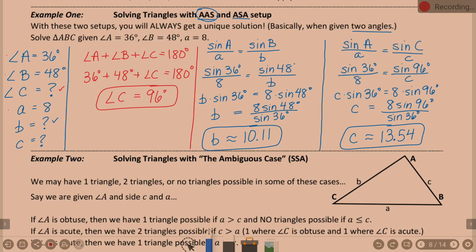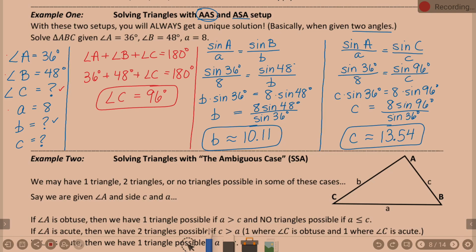Okay. So that was an example of when they give us two angles. When they give us two angles in either the angle-side-angle or angle-angle-side setup, it's pretty cut and dry. Now, we found angle C first. Technically, we could have found side B first and then angle C. The only thing we couldn't have done right off the bat is find side C. You have to have angle C before you can find side C.